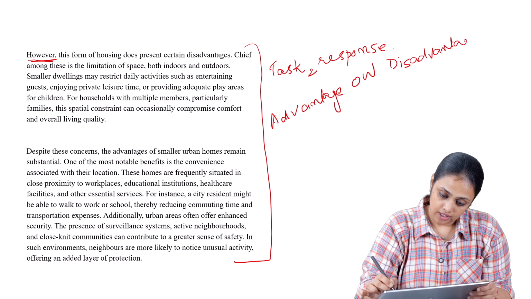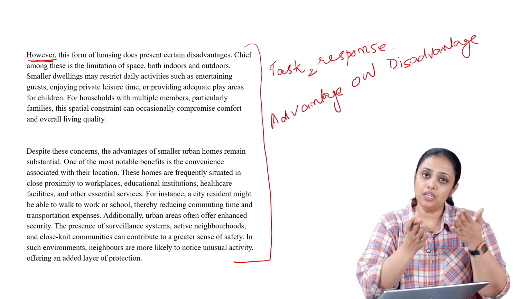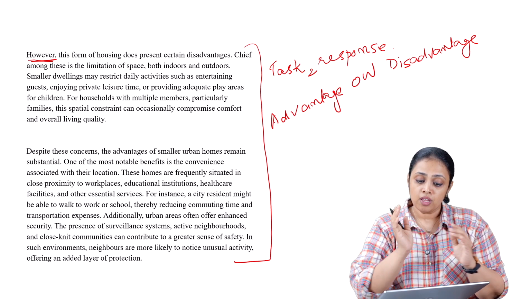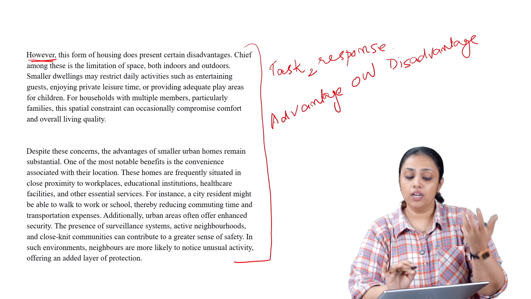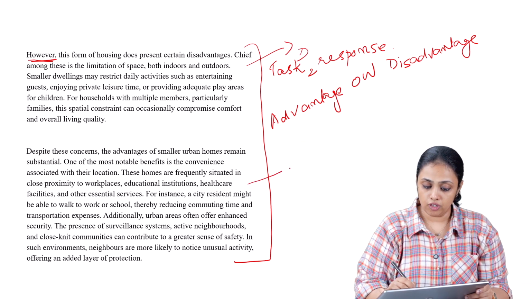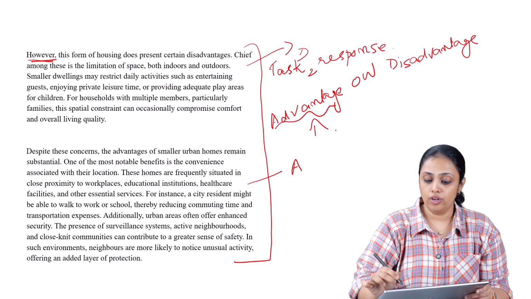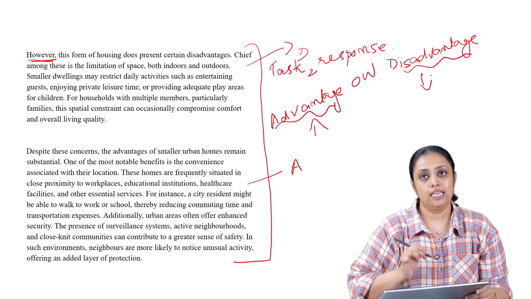Okay, these two paragraphs together represent the response to the advantage outweigh disadvantage question. Now we have decided advantages are more. So in the first paragraph we will be talking about the disadvantage, and in this paragraph we will be talking about advantages, and advantages should be more and disadvantages should be less.